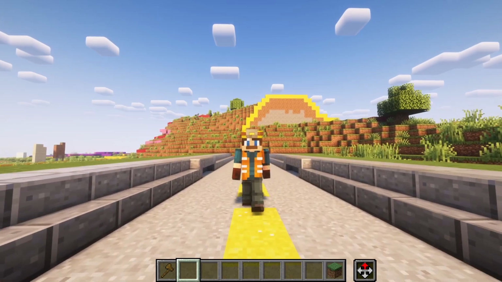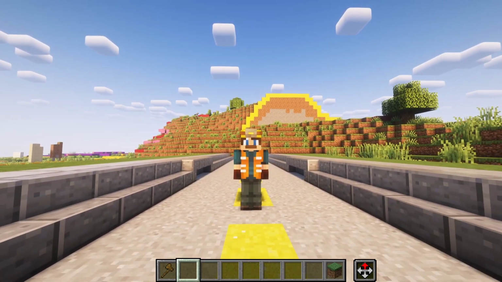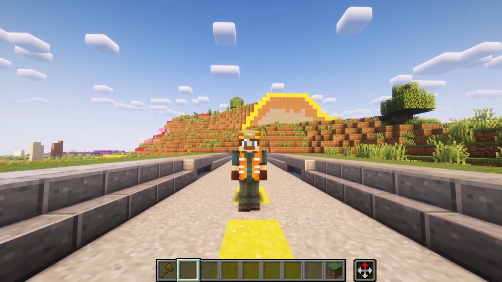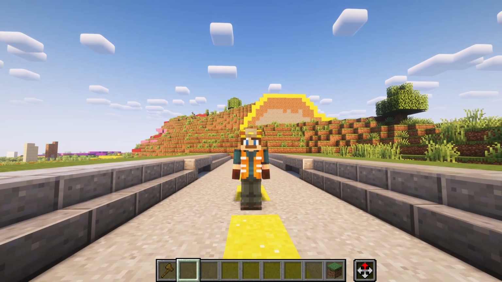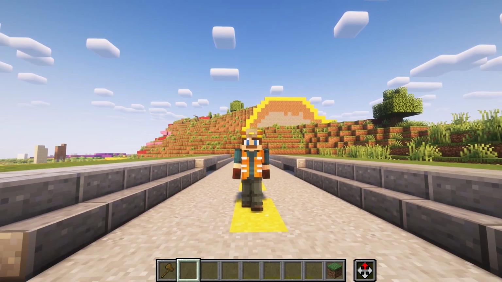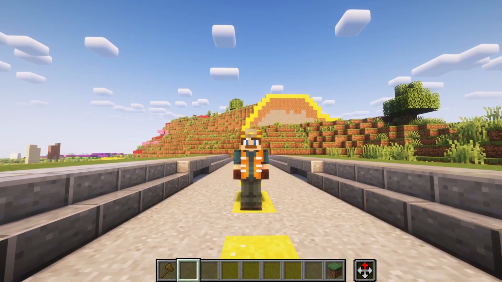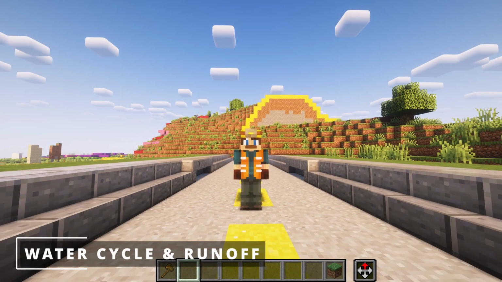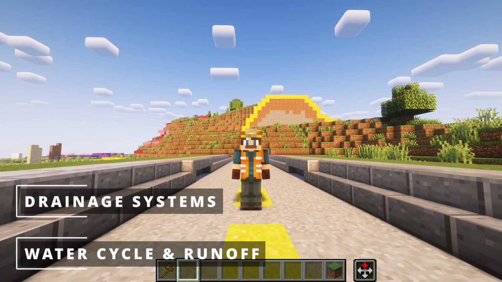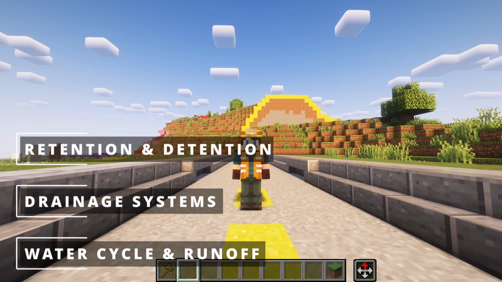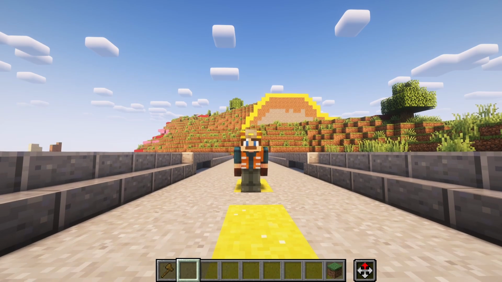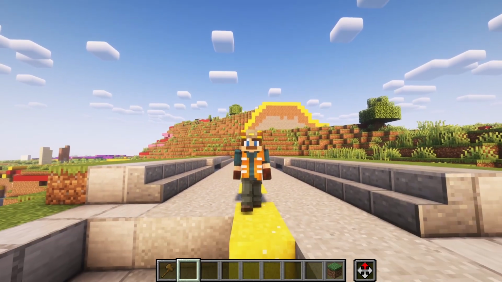Today, we're talking about something vital to any construction project: stormwater management. In civil engineering, stormwater management is all about controlling rainwater and runoff, ensuring it doesn't cause problems like flooding or erosion. And we have a few topics. We want to understand the water cycle and runoff, designing drainage systems, retention ponds and detention basins, and finally, green infrastructure and permeable surfaces. And you've probably heard of some of those before. So let's go ahead and dive right in.